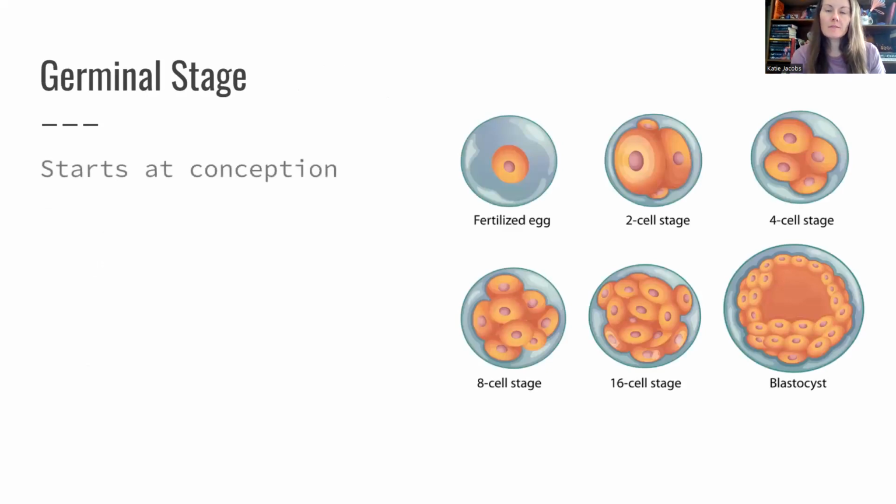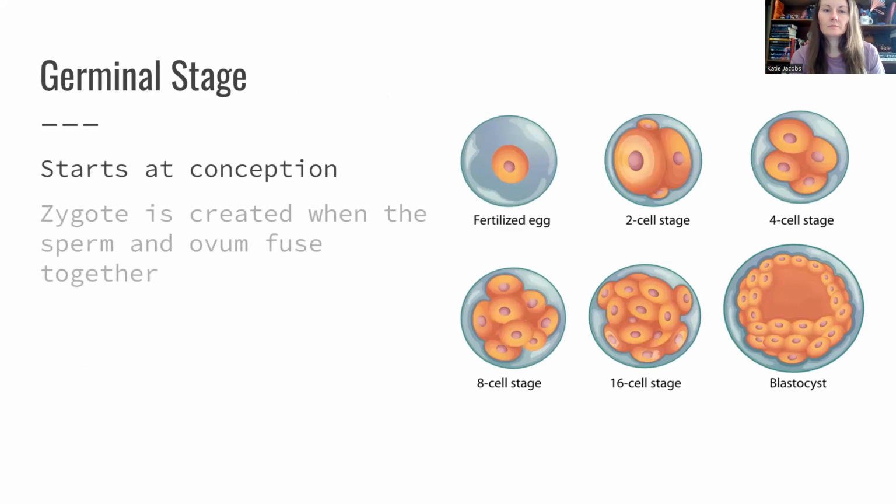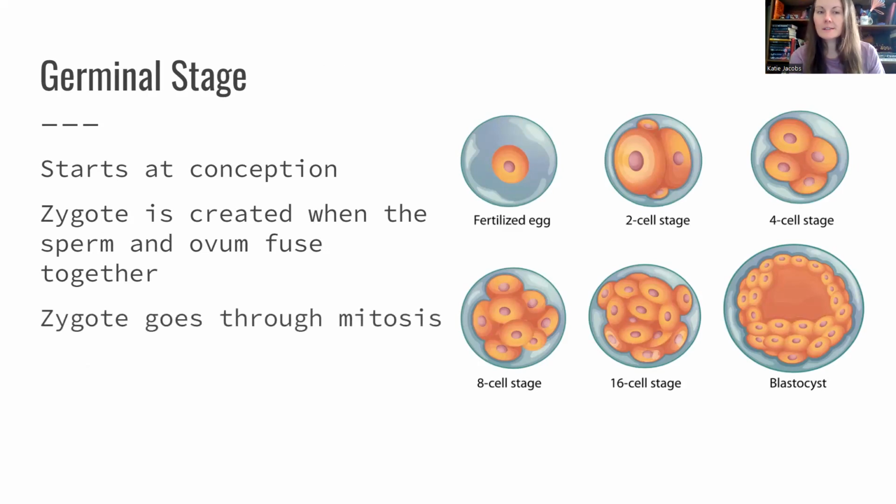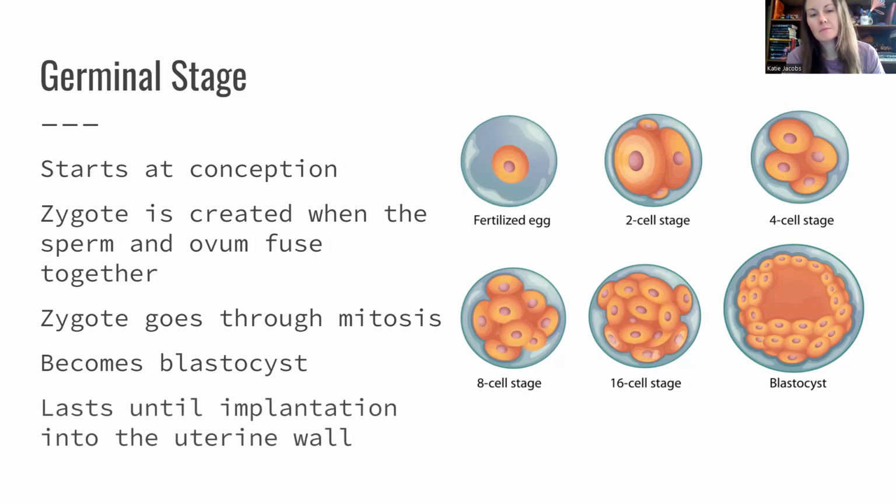In the germinal stage, it starts at conception. When a sperm and ovum fuse together, we have a zygote. The zygote will start going through mitosis. Once it starts rapidly dividing and replicating, about day 5 or 6 after conception, it becomes a blastocyst, or rapidly dividing ball of cells. And that lasts until implantation into the uterine wall.